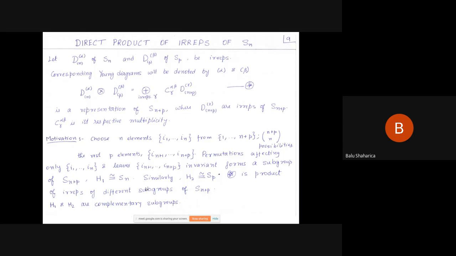S(n+p). And also, when we're relating it to the theorem we did in the first class, here also H1 intersection H2 is identity, but they're not normal subgroups of S(n+p), and their direct product also does not give S(n+p). So we will see how this all connects by the end of this discussion.